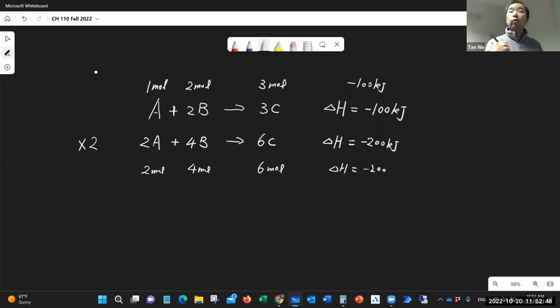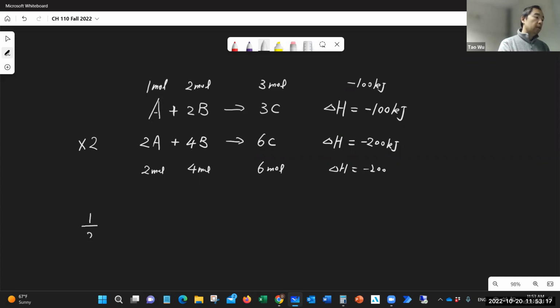If you multiply the coefficients, you also multiply the enthalpy by the same amount. This is a very important part. This is multiplication. If you multiply by 3, it's the same thing. If you multiply by 4, the same thing. And if you divide, it's also the same.